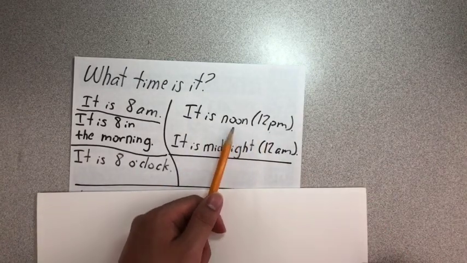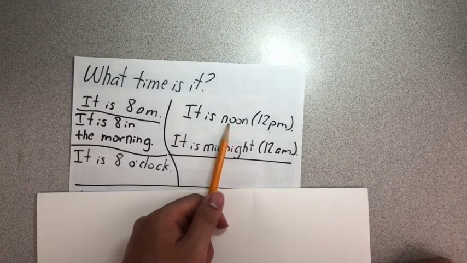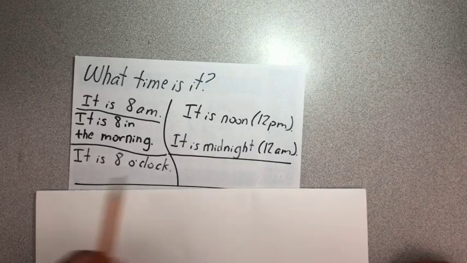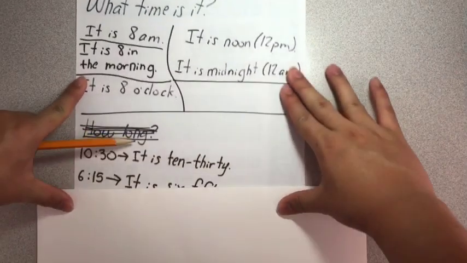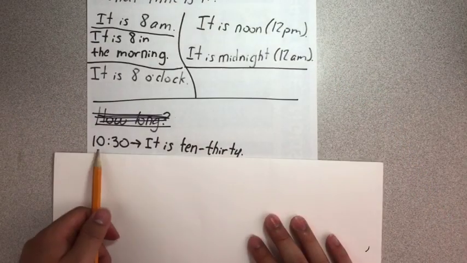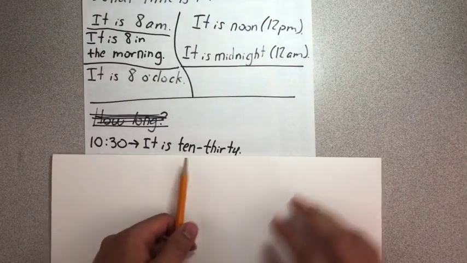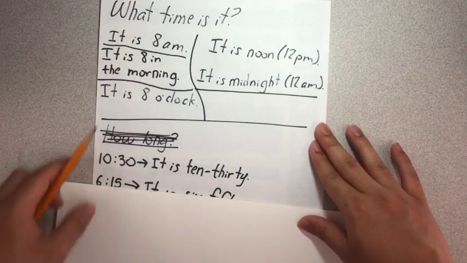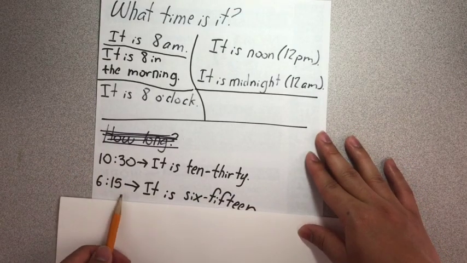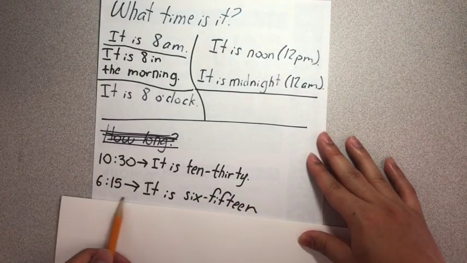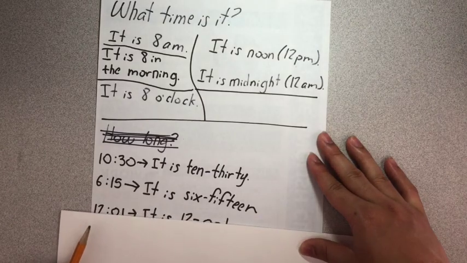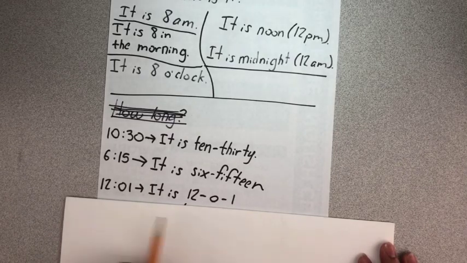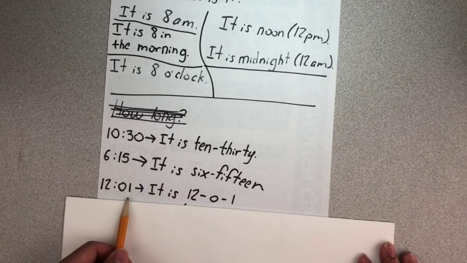Noon. During the day, noon is 12 p.m. 12 a.m. is at night, midnight. So let's look at this. 10:30. It is 10:30. What time is it? It is 6:15. It is 6:15. It is 12:01. It is 12:01.